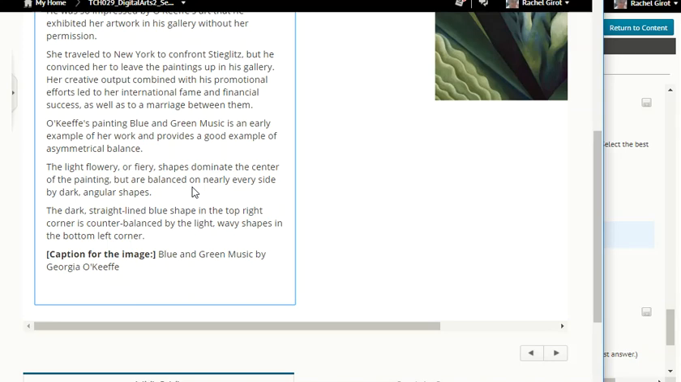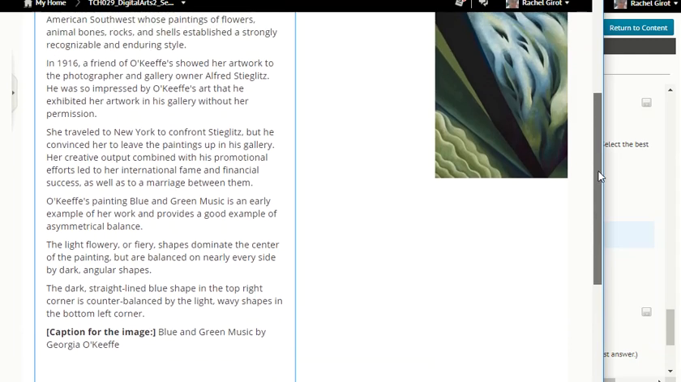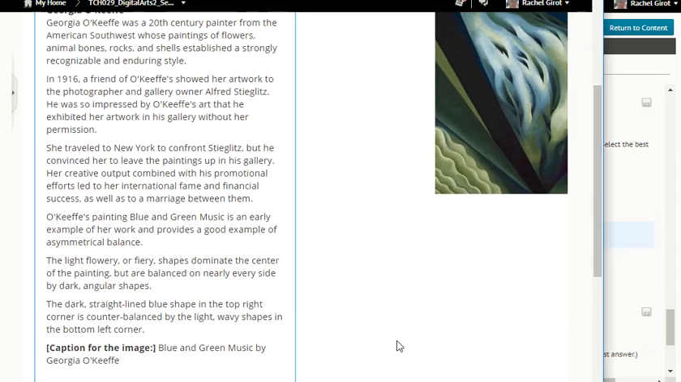O'Keeffe's painting Blue and Green Music is an early example of her work and provides a good example of asymmetrical balance. Let's take a look at that. The light, flowery, or fiery shapes dominate the center of the painting but are balanced on nearly every side by dark, angular shapes. The dark, straight-lined blue shape in the top right corner is counterbalanced by the light, wavy shapes in the bottom left corner.